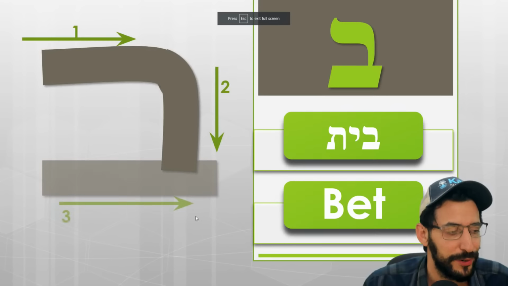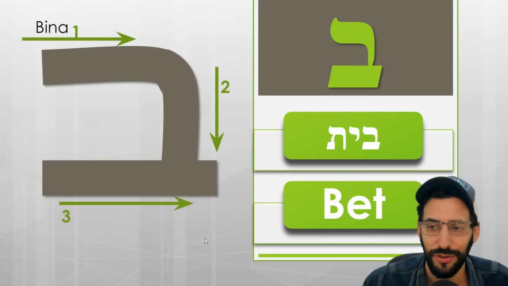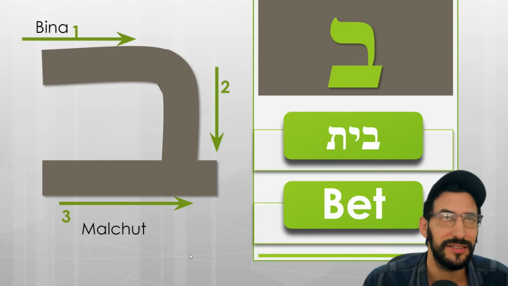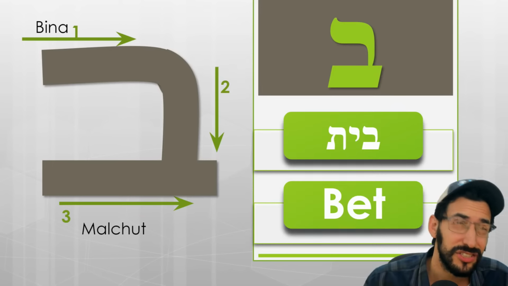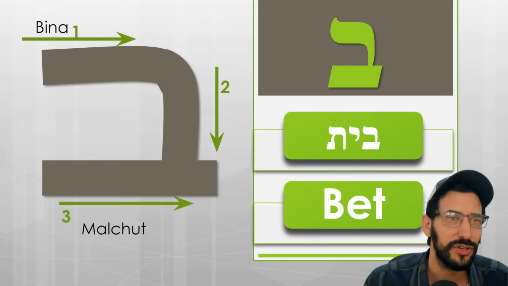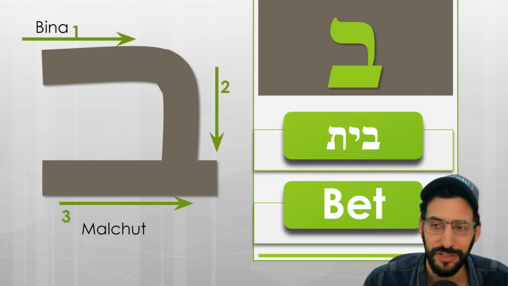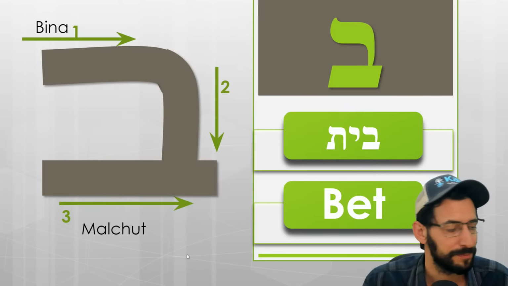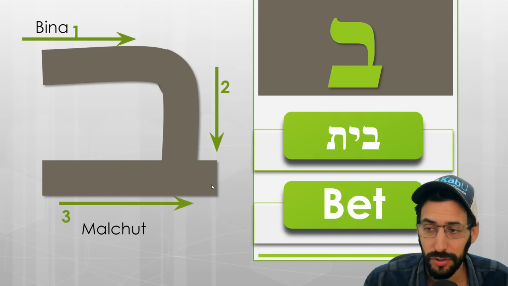So, what are the spiritual meanings of each one of these lines? The top line is Binah, which you could say means understanding, intelligence, wisdom, but it's more, you could say, understanding. If you want to literally translate it, Binah is a Sephira. Keter, Chokhmah, Binah. The bottom line is Malchut.